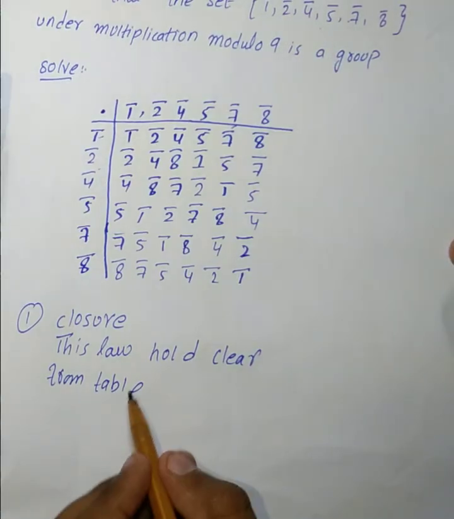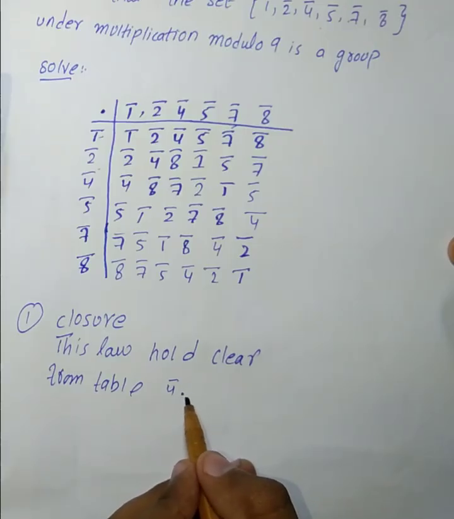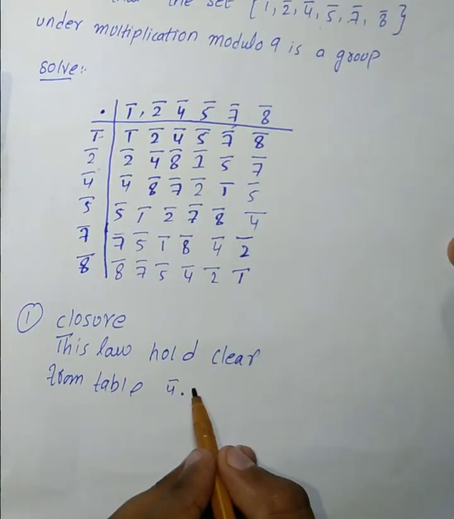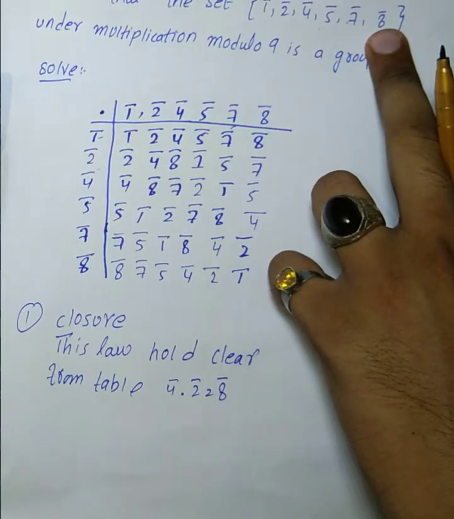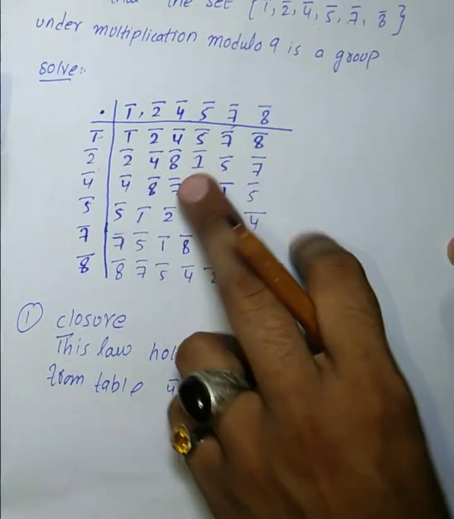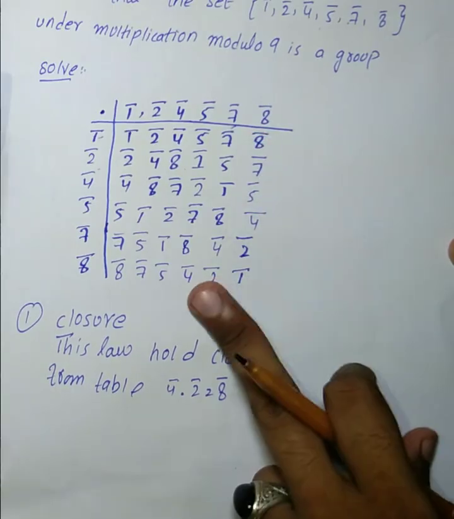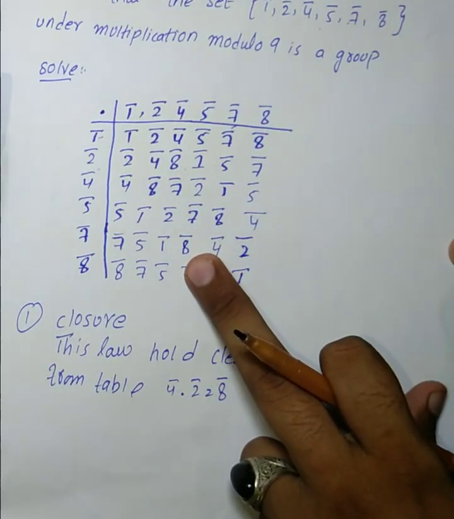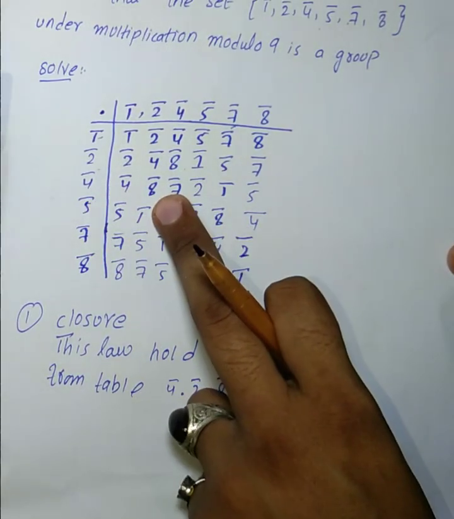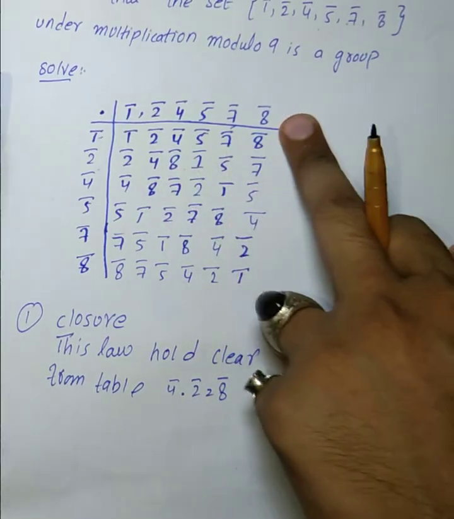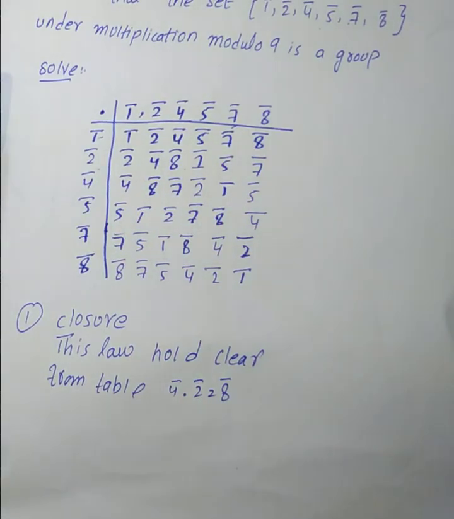For example, 4 multiplied by that, the dot sign is the operation under multiplication. 4 twos are multiplied by 8, and 8 is given in this table, the Cayley table. All the elements multiplied by 8, and 7 multiplied by all the elements, the answer is 8, and 5 multiplied by all, the answer is 8, and 4 multiplied by all, the answer is 8. Now 8 times 8.